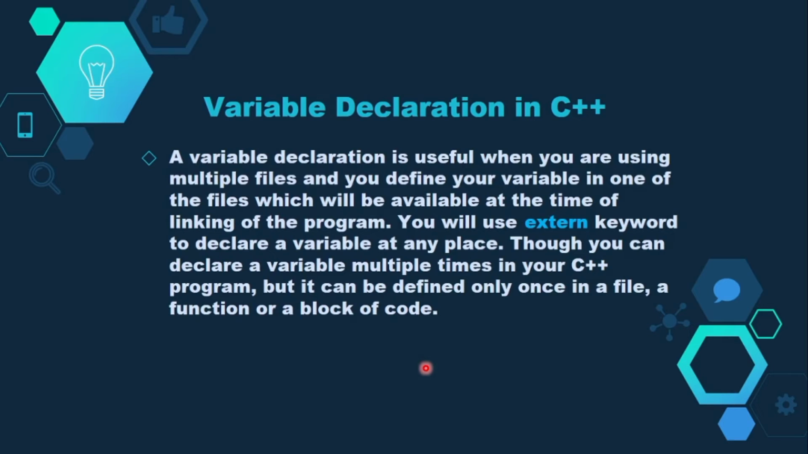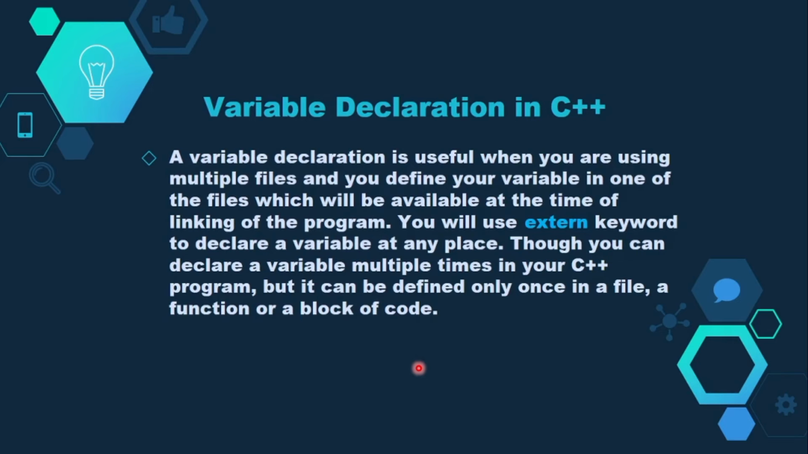A variable declaration provides assurance to the compiler that there is one variable existing with a given type and name, so that the compiler proceeds with further compilation without needing complete details about the variable. A variable declaration has its meaning at the time of compilation only, and the compiler needs the actual variable definition at the time of linking of the program.